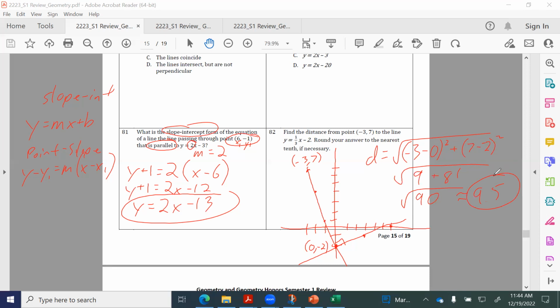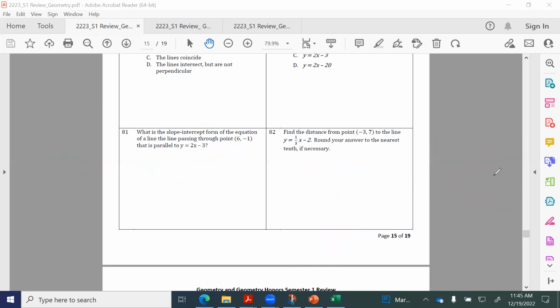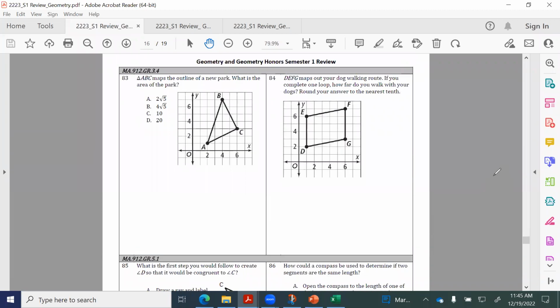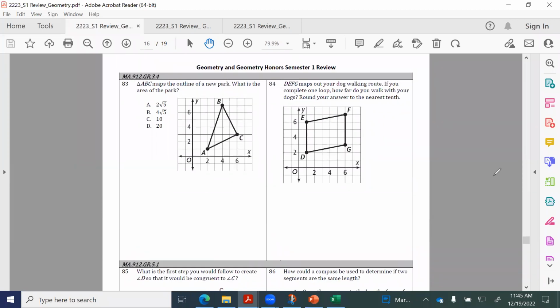All right. On the next one, it says triangle ABC maps the outline of the park. What is the area of the park? All right. Well, we have ourselves a triangle.